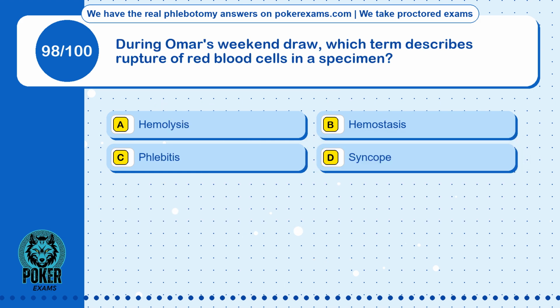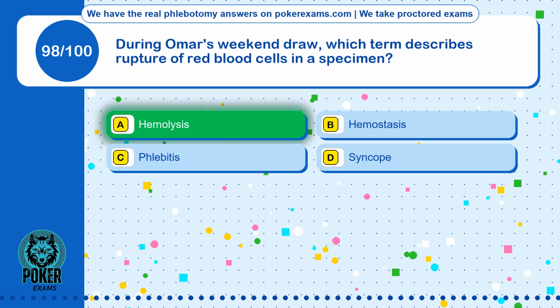Question 98. During Omar's weekend draw, which term describes rupture of red blood cells in a specimen? Option A. Hemolysis. Option B. Hemostasis. Option C. Phlebitis. Option D. Syncope. The correct answer is option A.